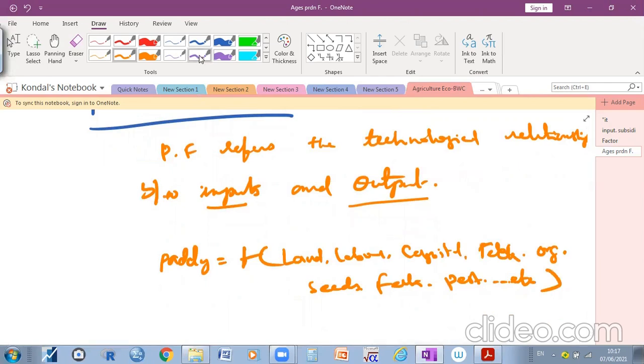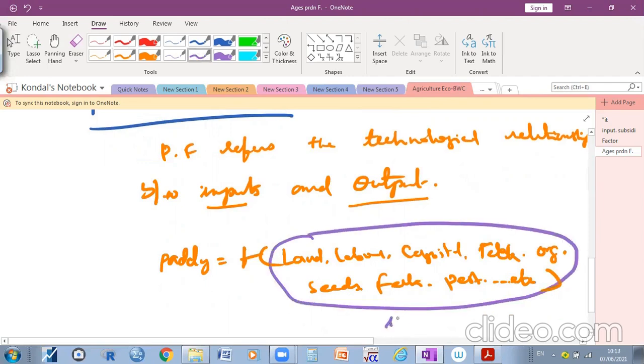What are the inputs here? These are called inputs. This is called output. The production function refers to the technological relationship. Earlier we didn't have technology, so in the production function definition, it only said the relationship between inputs and output, because they mentioned physical inputs and physical outputs. Nowadays we are using technology, so we should include the technological relationship between inputs and output.